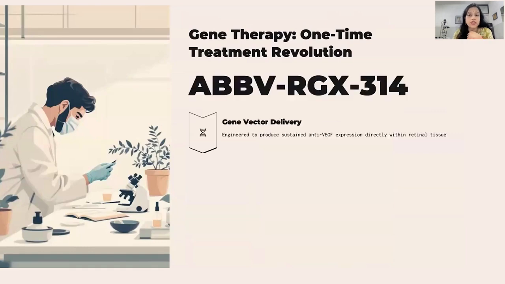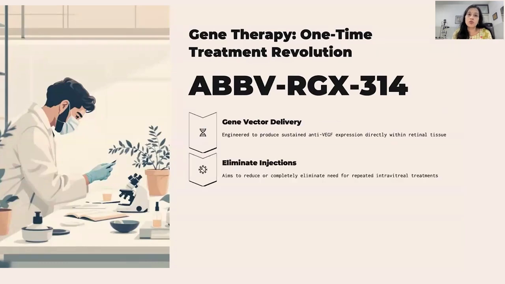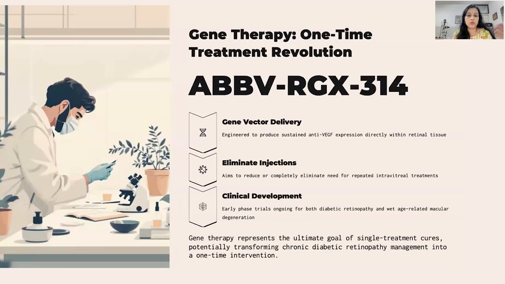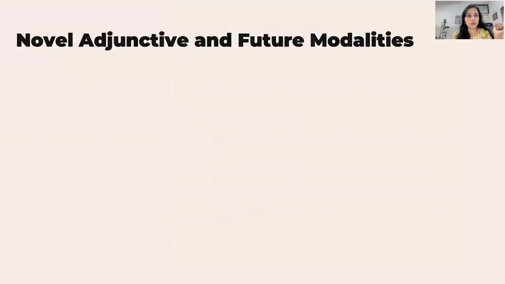This is one of the potential targets here. So basically what happens is that it produces sustained anti-VEGF expression. That means you don't have to keep giving anti-VEGF drugs. It will be expressed directly within the retinal tissue. So eventually the aim is to reduce or completely eliminate the need for repeated intravitreal treatments. There are several trials going on, and we are waiting for this because it will be a single treatment that can address all these patients who have a risk for blindness.